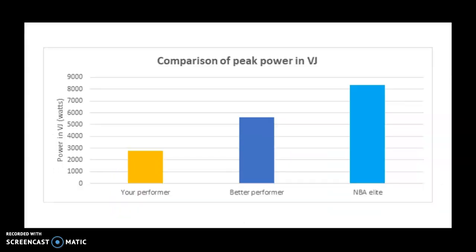And finally, here's a comparison of peak powers. So our performer exerted the lowest amount of power compared to the NBA elite athlete, which exerted a huge amount, around 8,050, which probably helped with their sprinting times, and the better performer had a good power output, around 500.